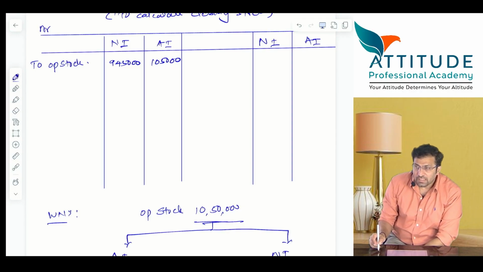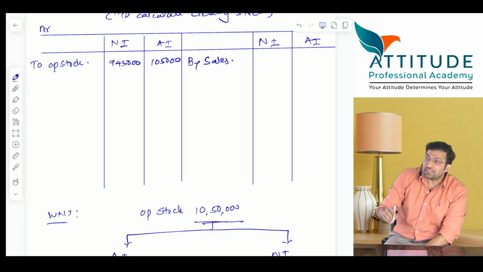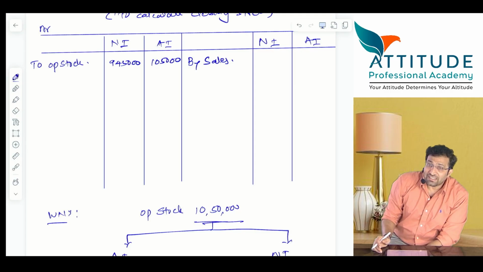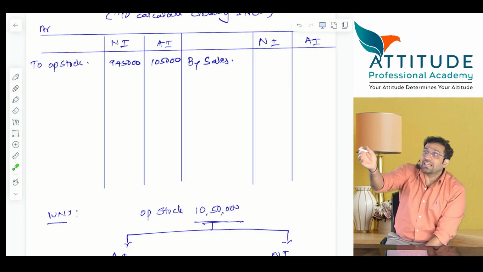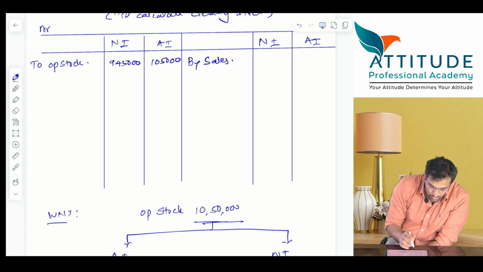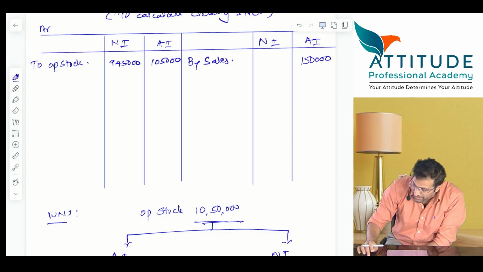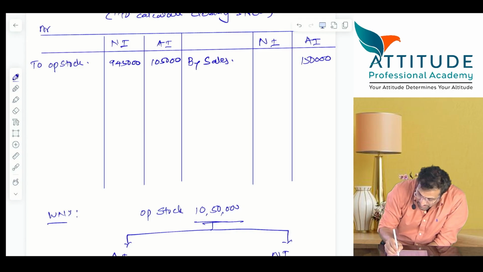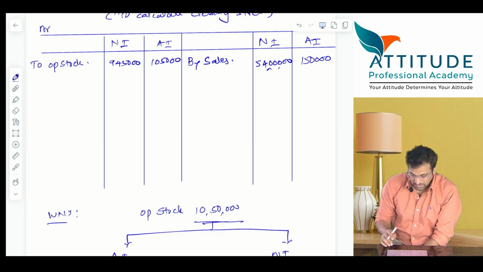Clear? Now again come back to sales. By sales. Now tell me total sales is given 55,50,000. But you tell me, is this abnormal item sold? Yes or no? Answer. ये abnormal item सेल किया है. ये कितने को सेल किया है? 1,50,000. तो इधर आएगा 1,50,000. तो बाकी का कितना? 55,50,000 माइनस 1,50,000 कितना है? 54 lakhs. बराबर है.